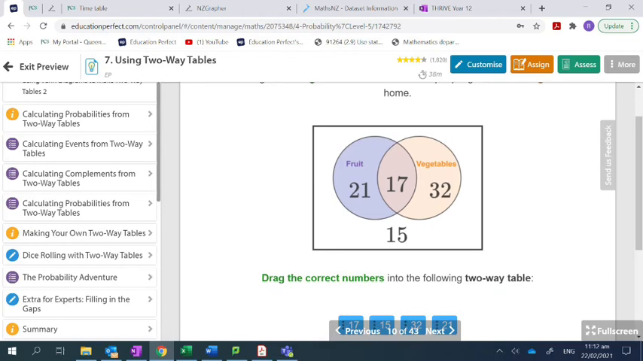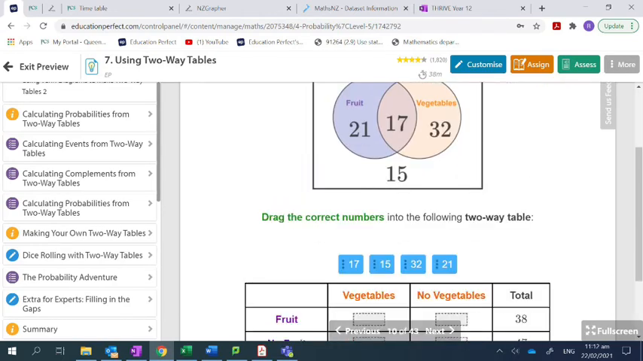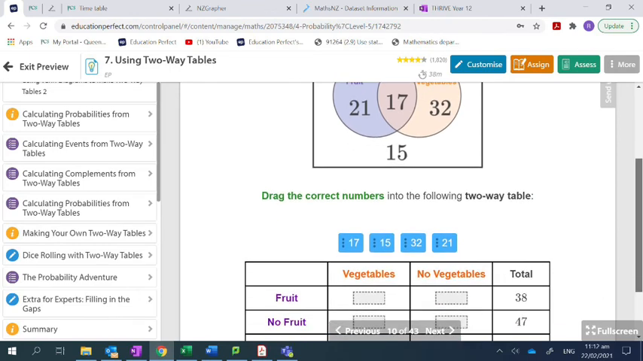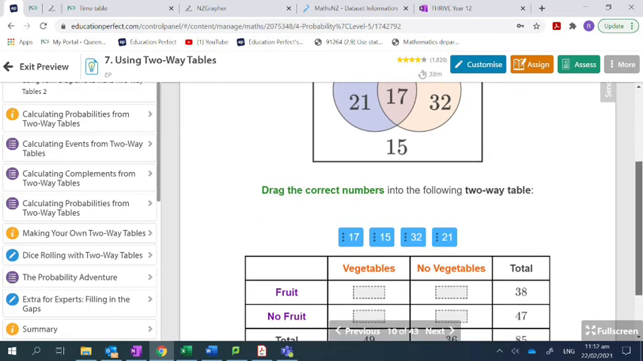All right, so here we go. Can you see that all at one time? Oh, well, maybe a little bit. So what I'm going to do, so we have fruit and vegetables. I'm going to have to bring it down a little bit.